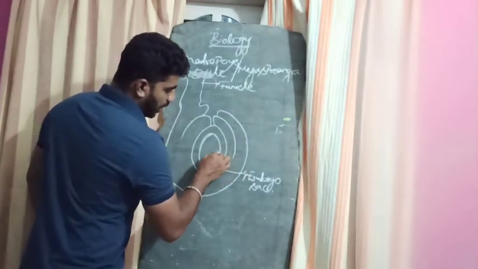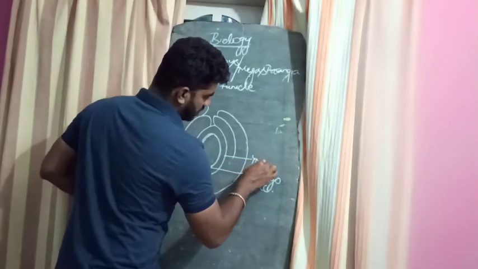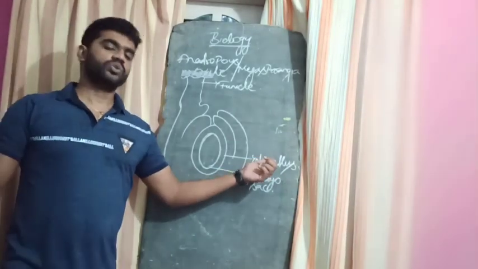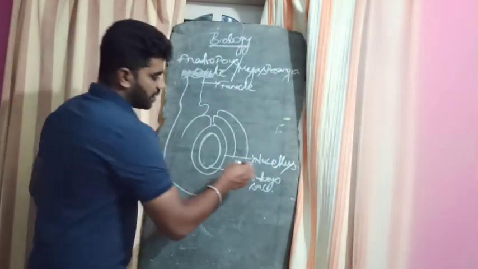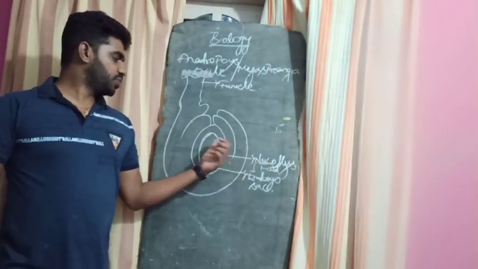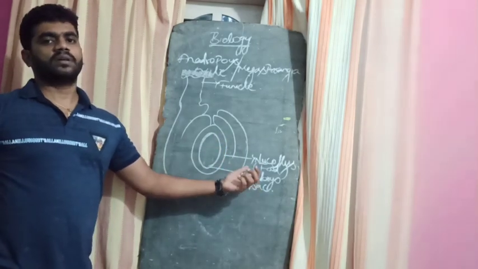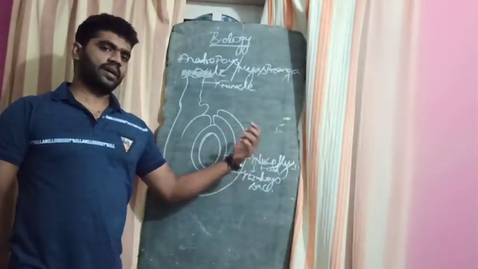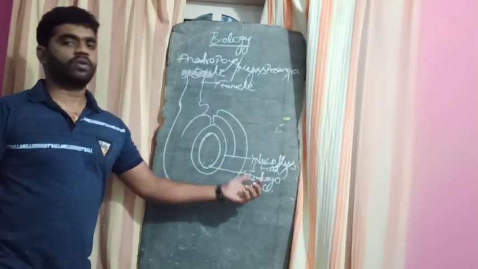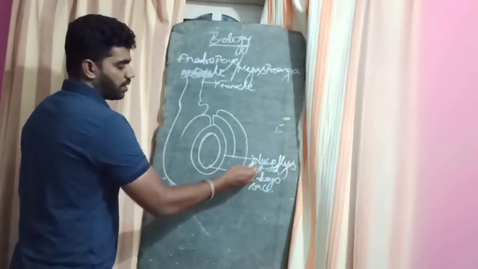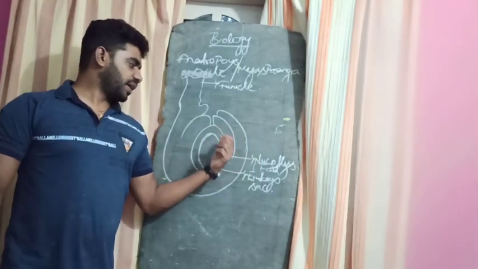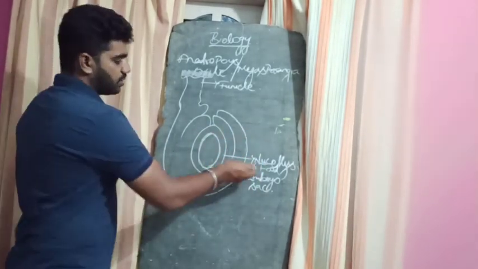I told you, above the embryo sac there is a mass of cells called the nucellus. It is not nucleus, it is nucellus. This nucellus contains food material, which is used for the nourishment and development of the embryo sac. This is very important. What is the function of the nucellus? It will be asked in the exam, and you should write that it nourishes the embryo sac. So that is about the nucellus.